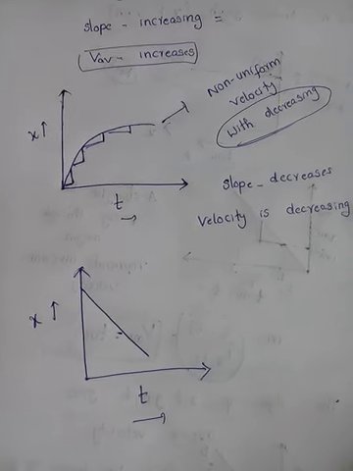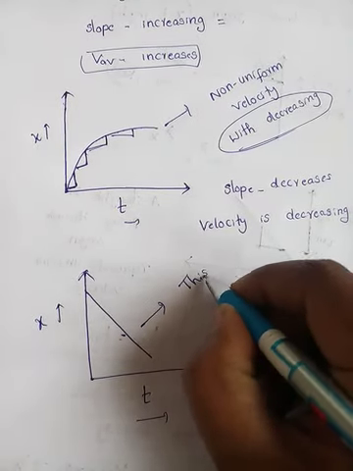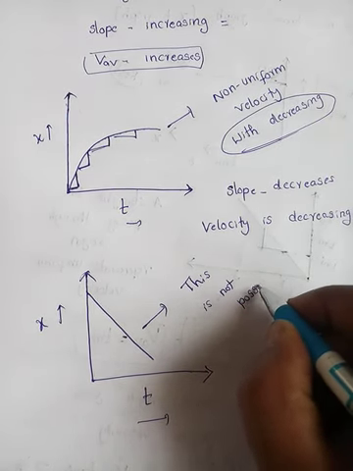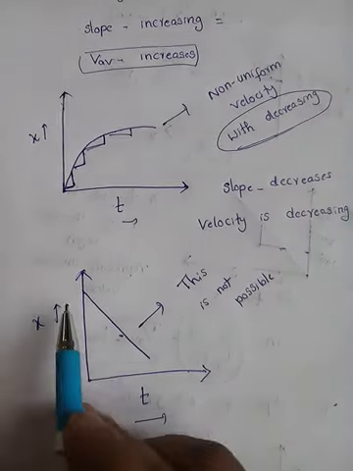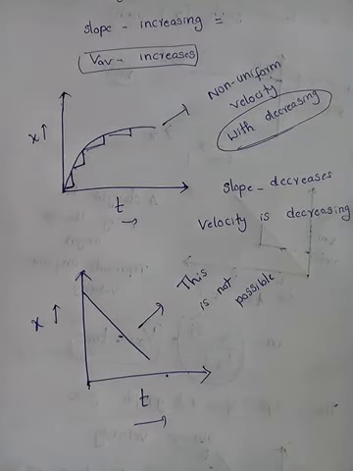This is a graph. If the graph gives this, it is not possible. Why? You cannot represent a graph like this for distance and time. Here, as time increases, distance decreases. Is there any example where time increases and distance decreases? No, because distance cannot decrease with respect to time. Distance always increases or remains constant, but it cannot decrease because it is a scalar quantity.